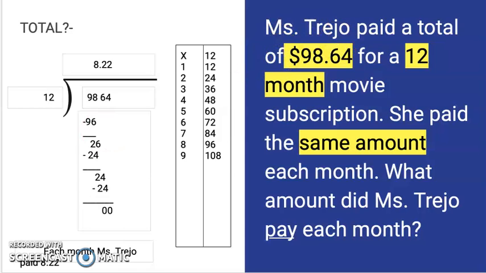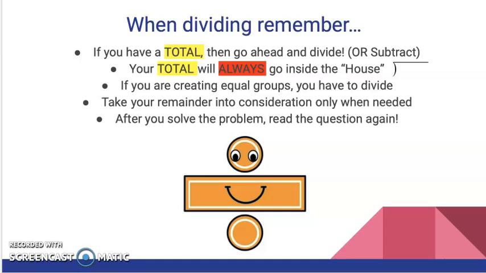Okay? Now, when dividing, remember, if you have a total, then you're either going to divide or subtract. You have to read the problem and determine or choose which operation is better to do. Are you dividing? Are you creating equal groups? Are you sharing? Are you cutting? Read the problem. Or are you subtracting? You're finding a difference, okay? Now, your total will always go inside the house. Always, always, always. It always goes inside the house, okay, guys?